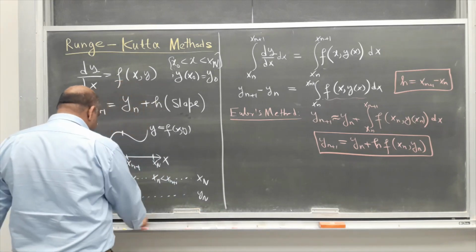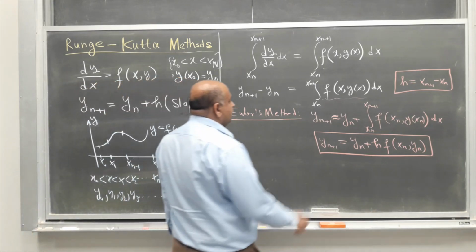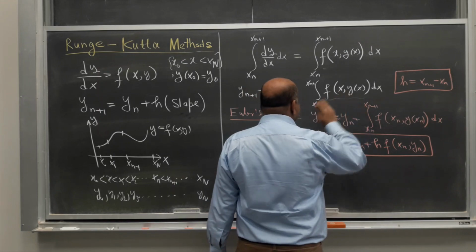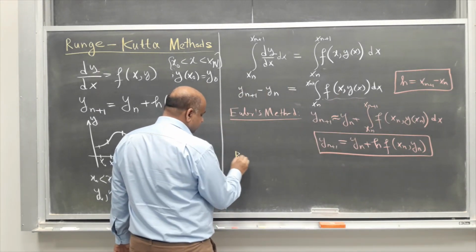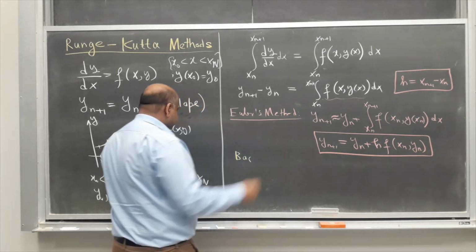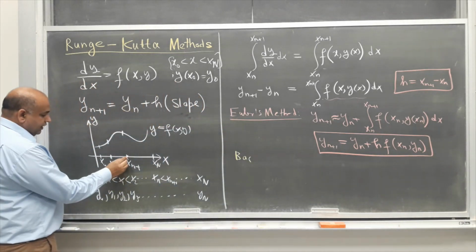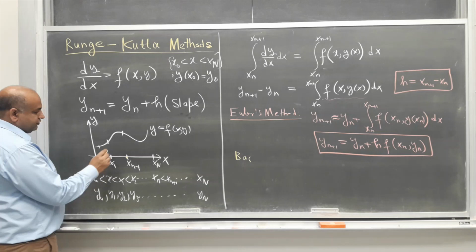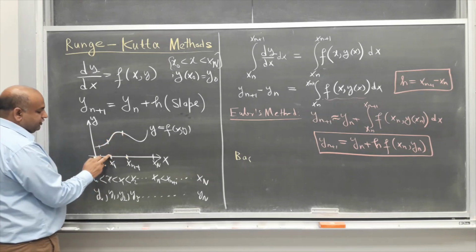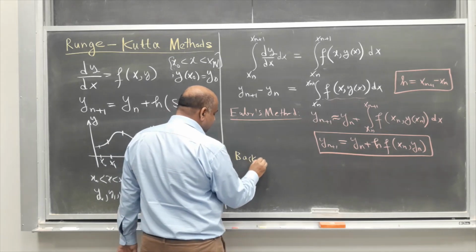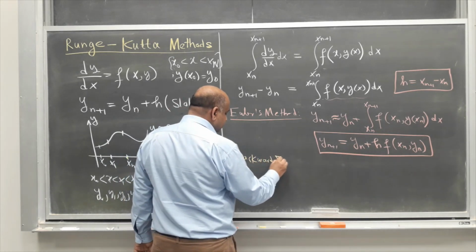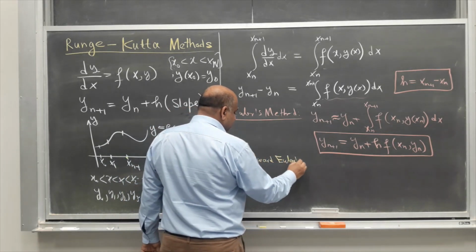However, if instead of approximating this function at xn, we approximate it at the other end of this interval, that is, we approximate this f not at xn but here, then we get what we call backward Euler's method.